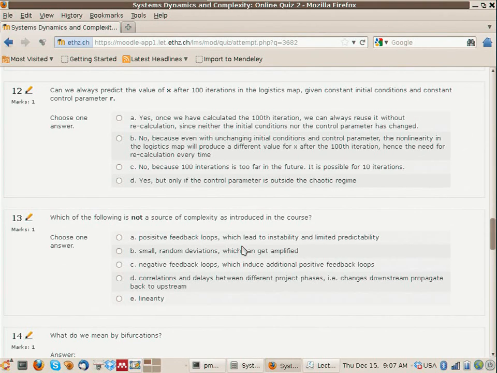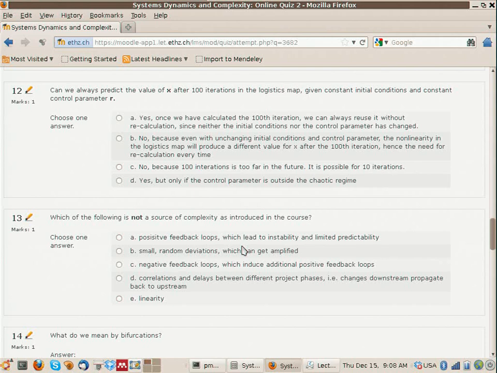The question is, what was the exact question? Can we always predict the value for the 100th iteration after we've already calculated it once, given the same initial conditions? And the answer is yes. The logistic map does not have dynamics which change given the same state variables. If x is something, x plus 1 is defined exactly.